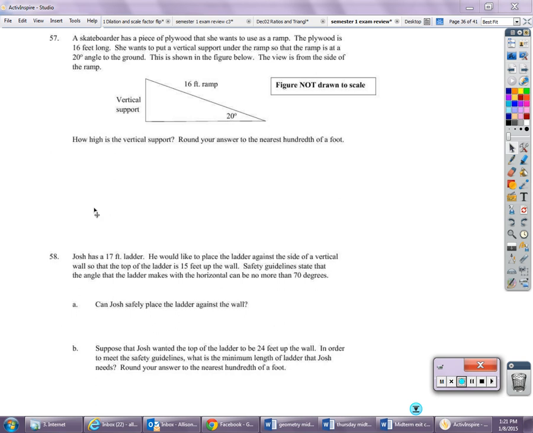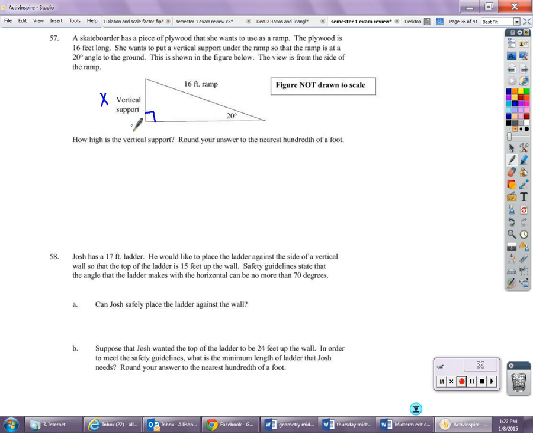Alright, so we're still doing trig. I'm still on Unit 2, Topic 2. And it looks like for this one, they want to know how high the vertical support is. So the vertical support is here, so I'm going to put an X there, 90 degree right here.